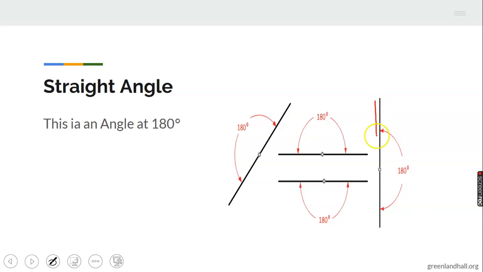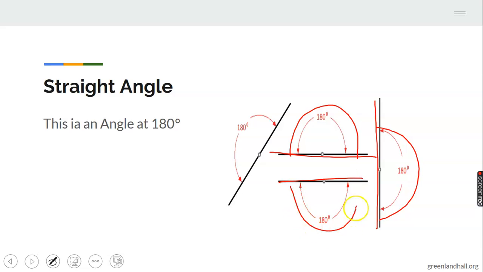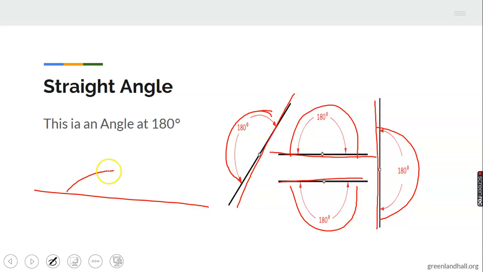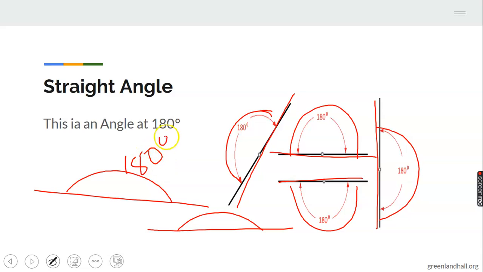You can see I have one here, 180 degrees. Another straight angle, 180 degrees. Another straight angle, 180. Anyhow you want to turn it, it is still 180 degrees. Angle on a straight line is 180 degrees. Angle on a straight line is what? 180 degrees.